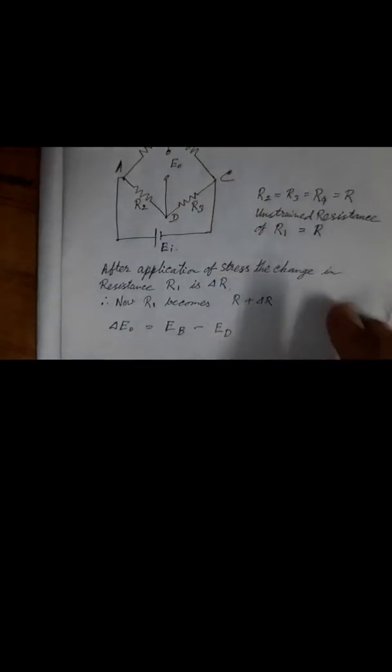Now at this condition our bridge is unbalanced, because initially when all the resistance values were the same, at that time our bridge was balanced. Now due to the change in the resistance R1, the bridge will become unbalanced. So at this unbalanced condition, what should be the output EO? The change in the output EO can be considered as del EO, and it will be given by the potential at point B minus the potential at point D.